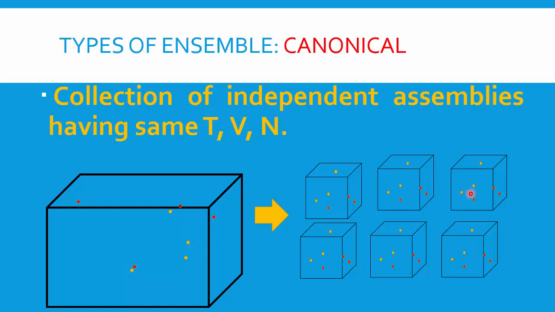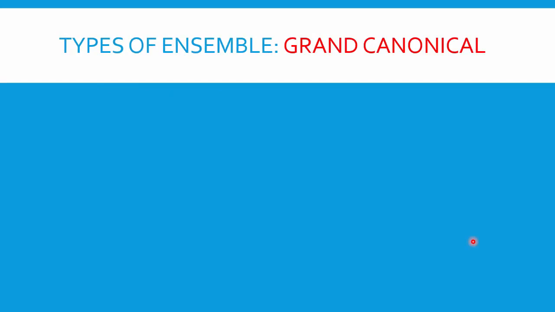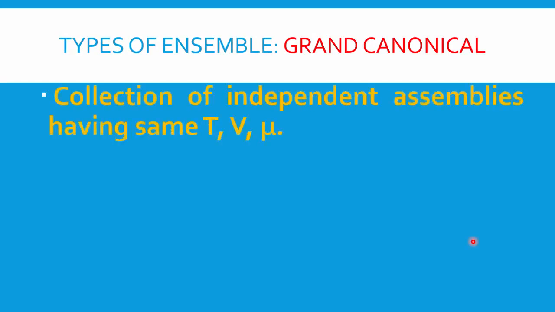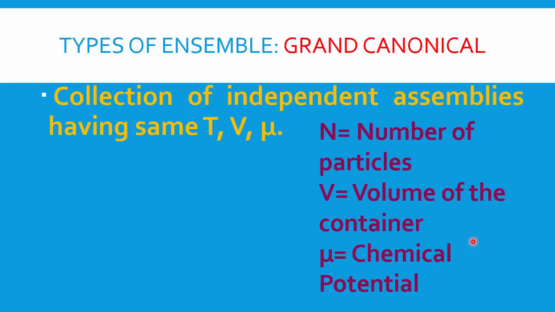It might happen that every picture will have different energies. So when you have the constant or the same value of T, V and N, we say it's canonical ensemble. We move to the third type, that is grand canonical ensemble, where each snapshot, each system or each picture will have the same information about temperature, volume and chemical potential. Here mu stands for chemical potential.